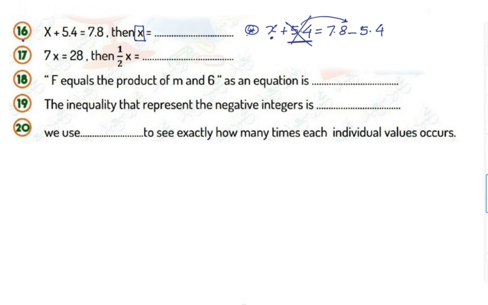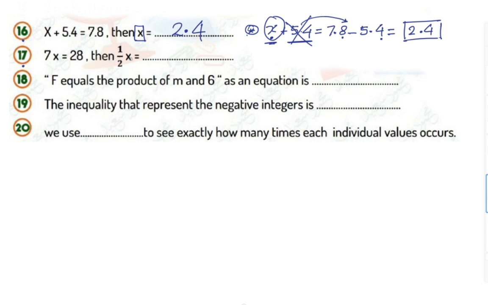Okay, now x equals 7.8 minus 5.4. How to subtract this? Start with the first decimal place, the tenths place. 8 minus 4 equals 4. And we have the point here and the point here. Then 7 minus 5 equals 2. So the value of x is 2.4.